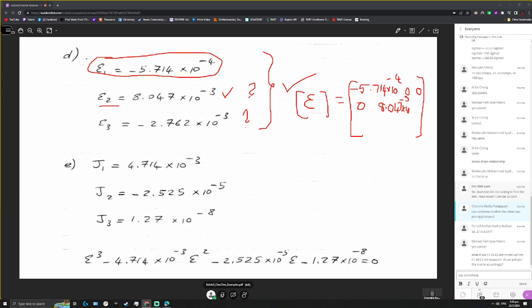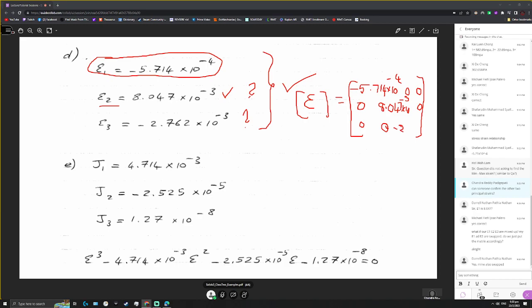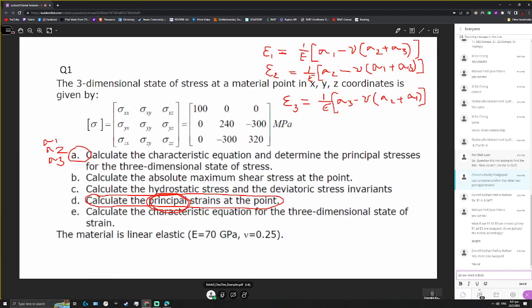You can just follow the same matrix, Michael, because you're just calculating. So the third row will be 0, 0, then negative 2.716. That means your calculations differ from the ones shown here. Never mind. You can just calculate now. This will be your principal strain tensor. Then let us see what is the next question.